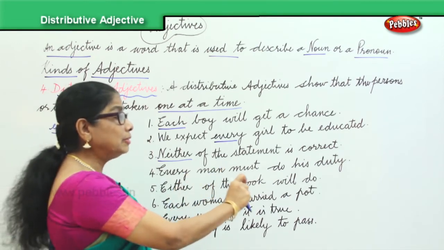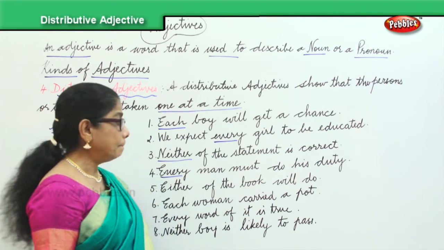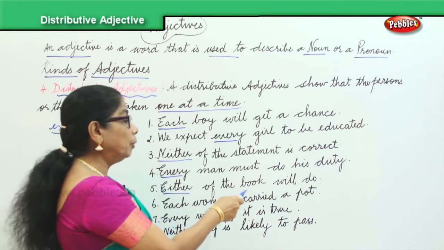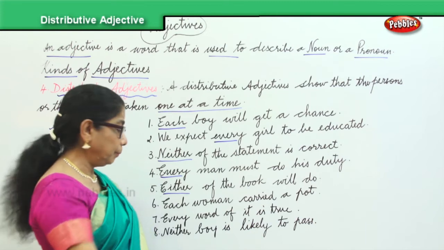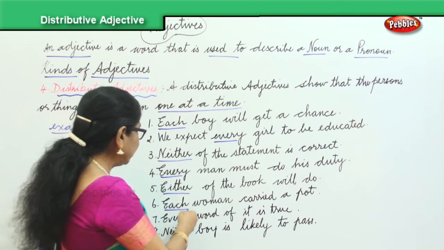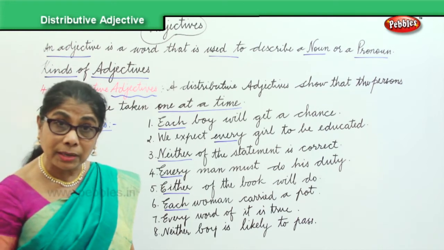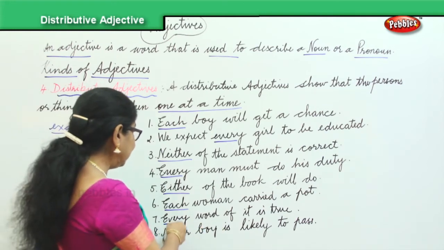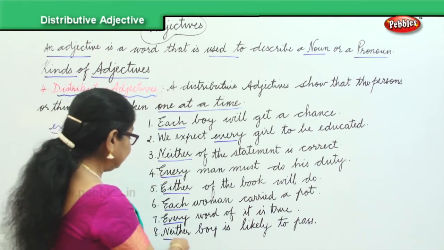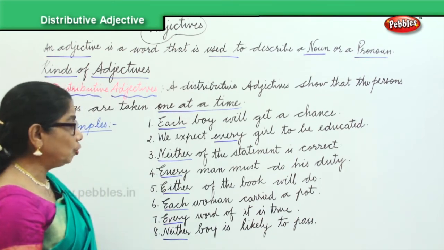Every man must do his duty. Either of the books will do. This book or that book. Each woman carried a pot. Every word of it is true. Every word. Neither, I mean, no boy will pass. Neither boy is likely to pass.